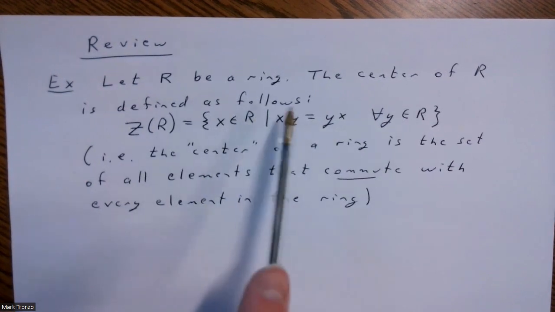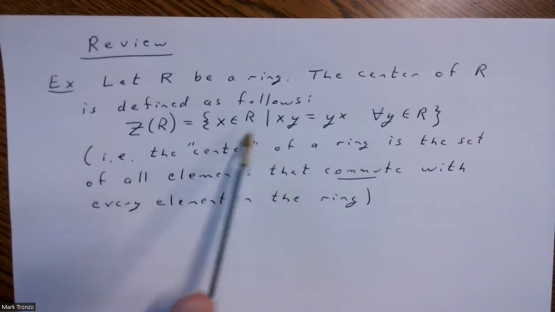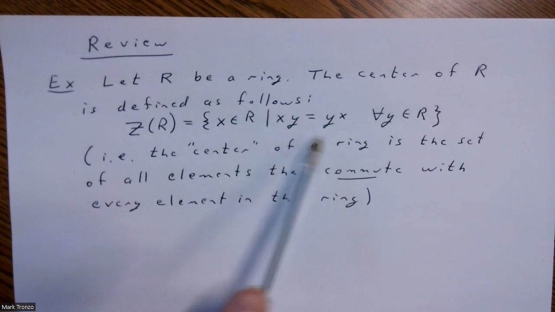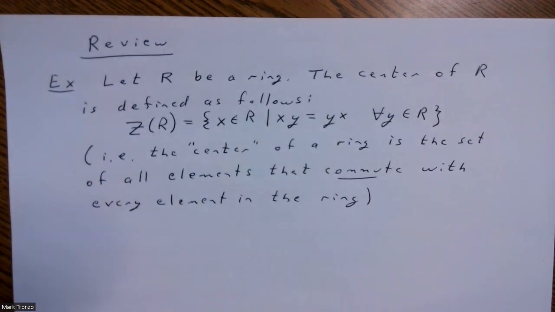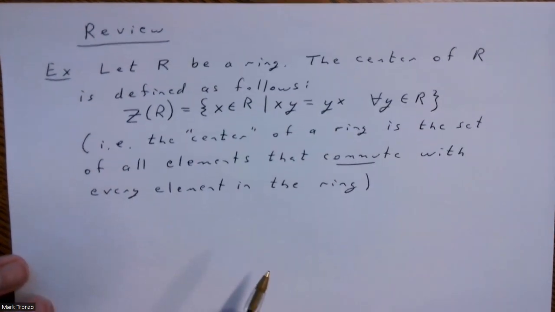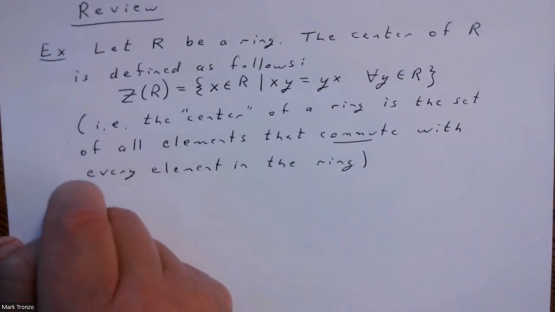So often, if a ring is not a commutative ring, there will be some elements in the ring that commute with every other element. And so the question is, is this a subring?